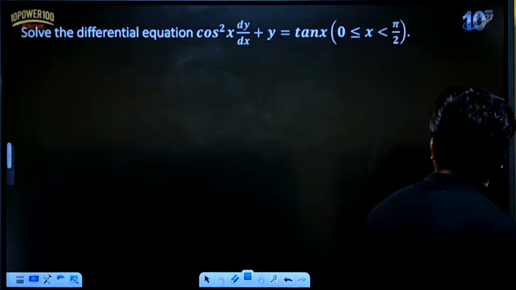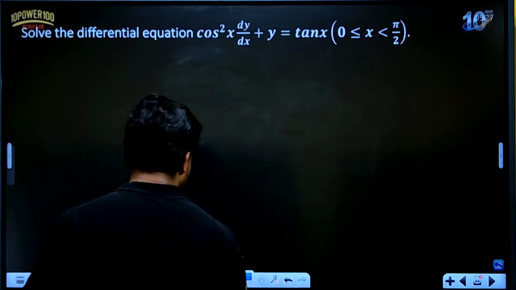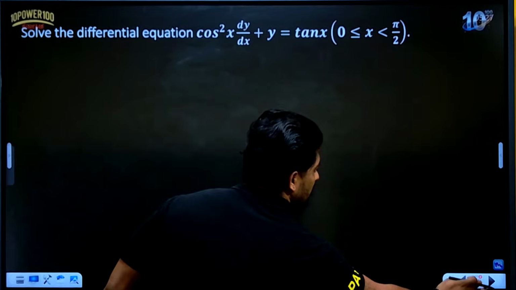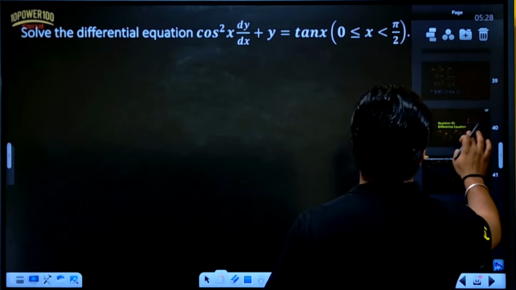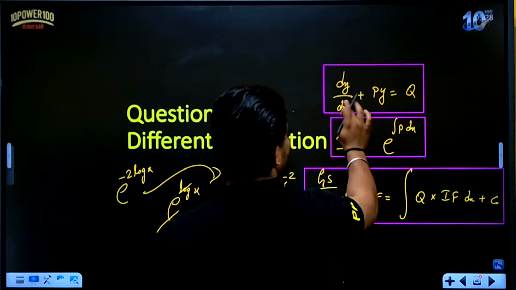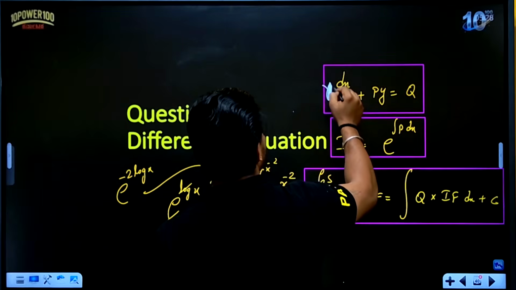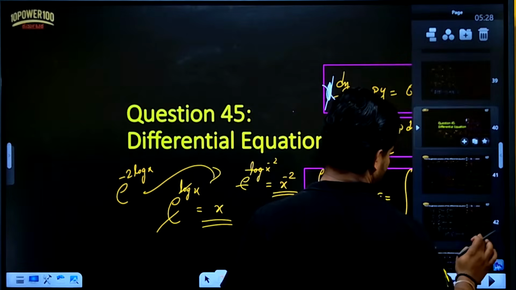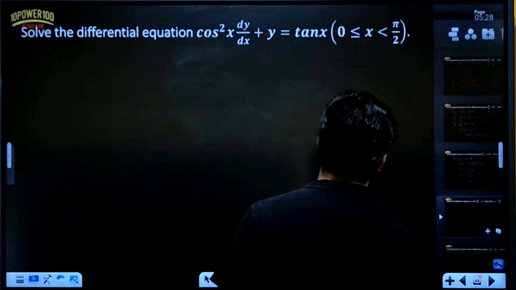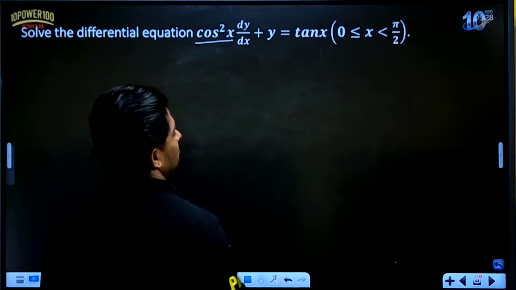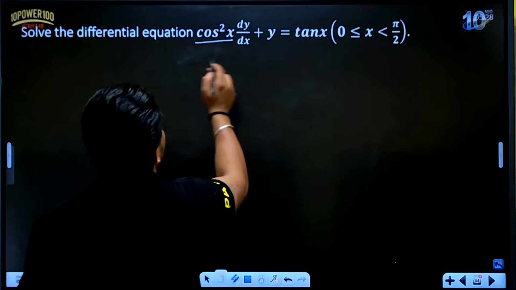Okay, next. This question is not in the general form of a differential equation. I told you it should be like dy by dx plus py is equal to q, where we should not have anything in this place. But in this question, we have a few terms here. Look at this. We actually have cos square x. So what you have to do is divide each term by cos square x.